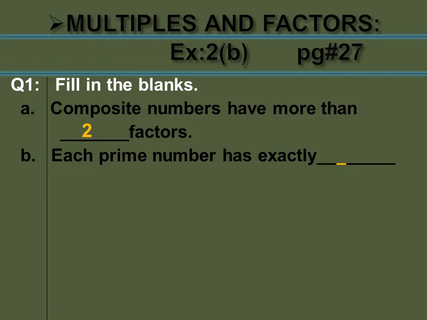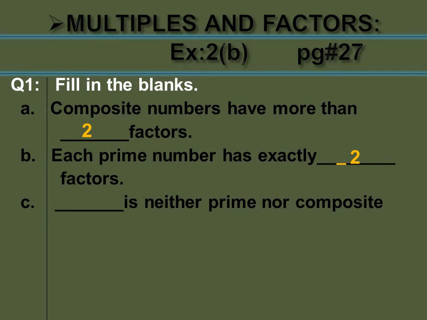Part B. Each prime number has exactly dash factors. Dear students, prime numbers are those numbers that have exactly 2 factors. That's why we will write 2 in this blank. Now we will move to the next part, part C.